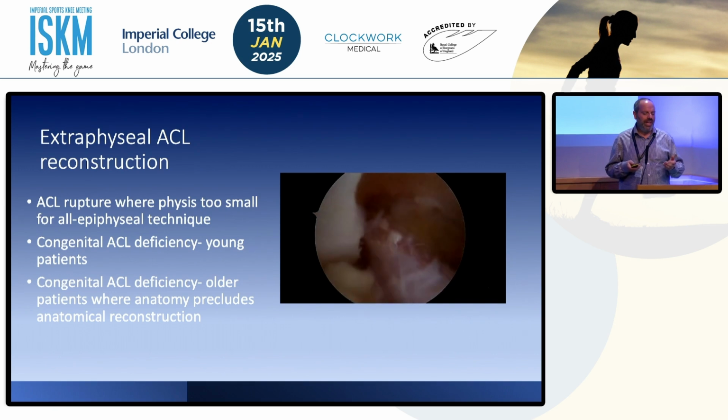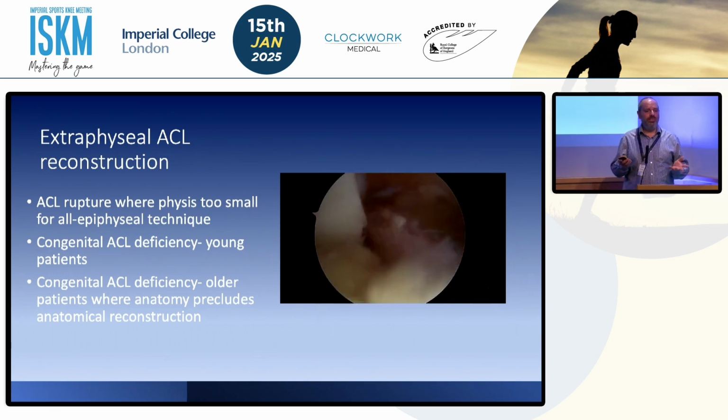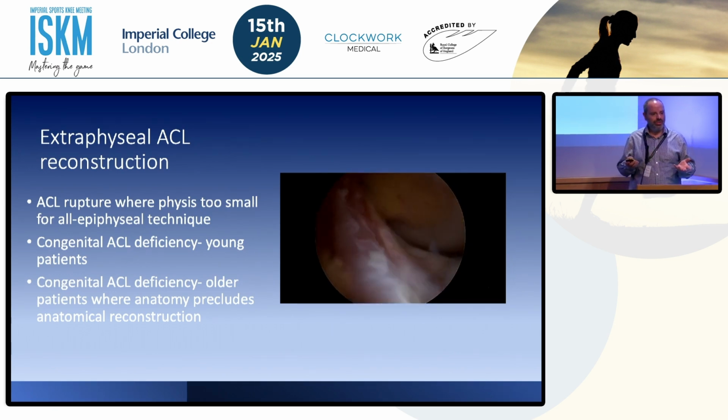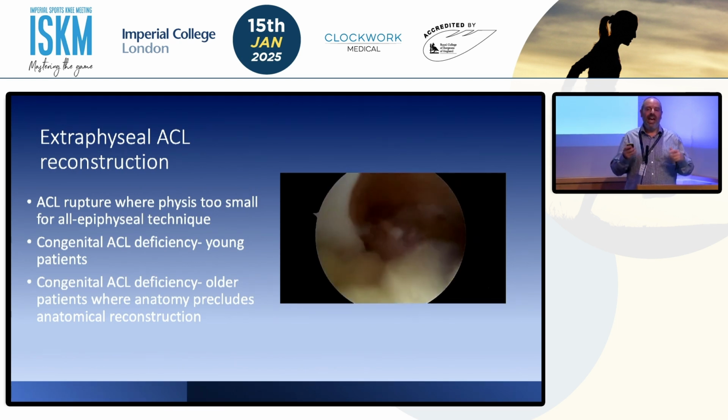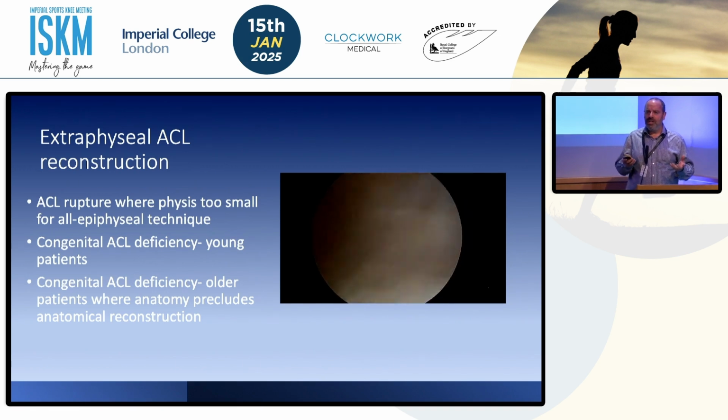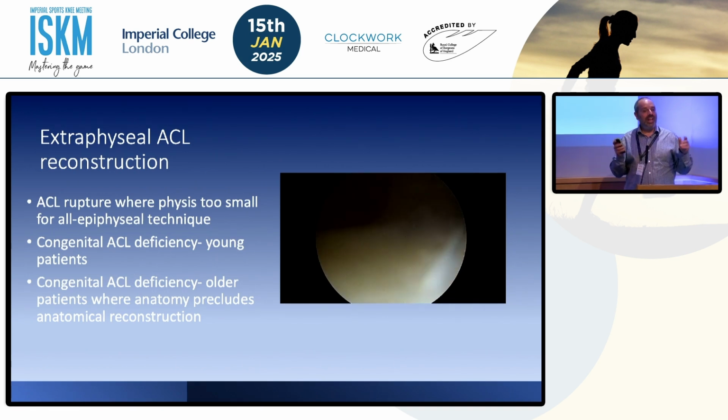The other option that we can consider is avoiding the physis completely by doing an extraphyseal reconstruction, such as the modified Micheli, which is a great technique, and it works really well when the kids are really small. Although it's not truly an anatomic graft, it sits pretty close to where it should be, and in our practice at the Children's, we use it for the congenital absent ACLs and also where the bones are really, really small.